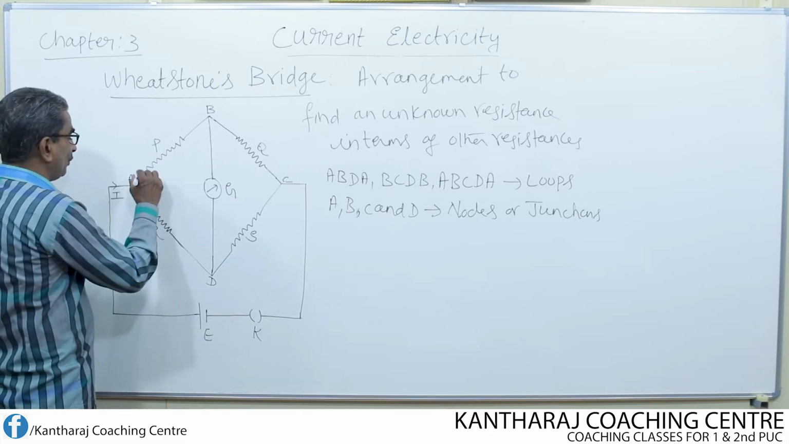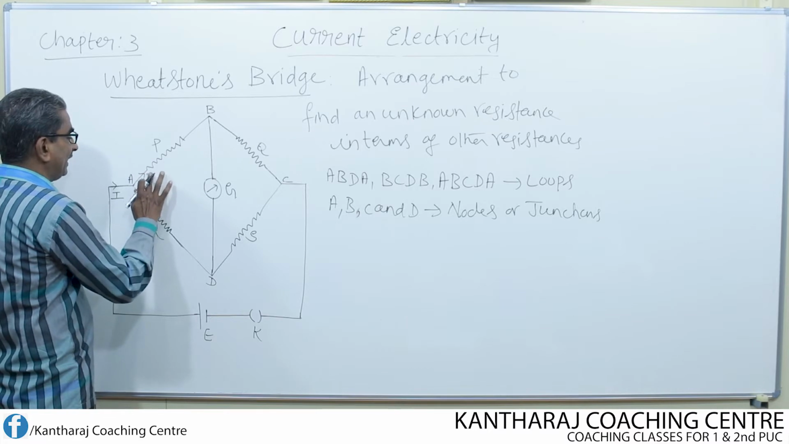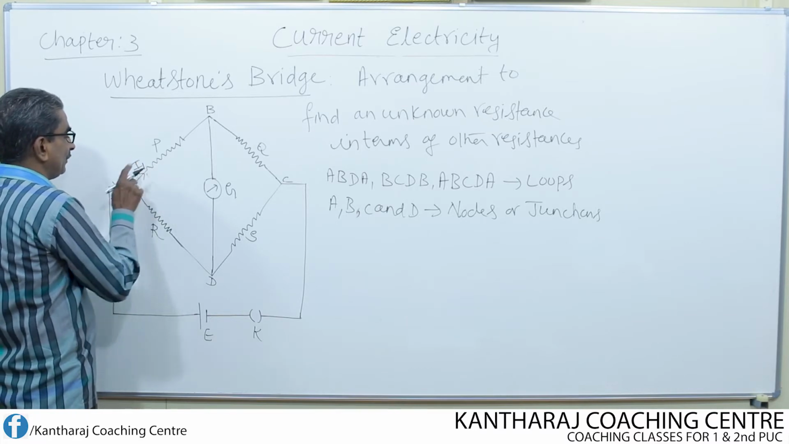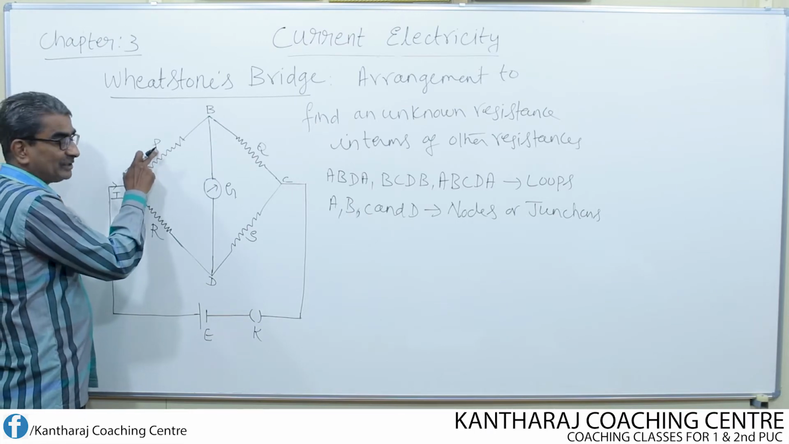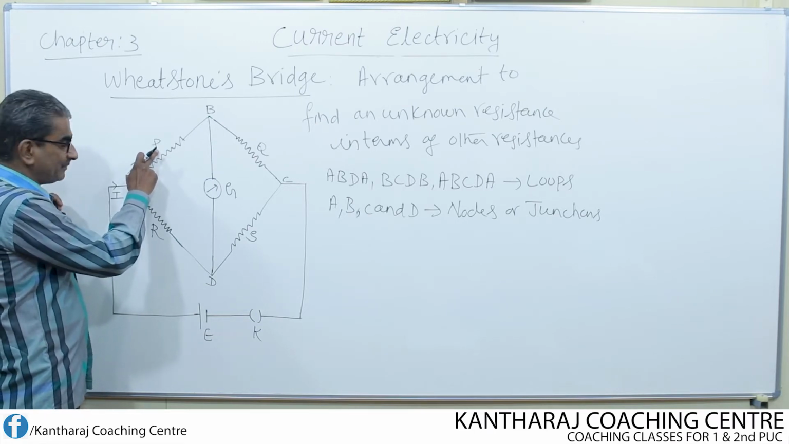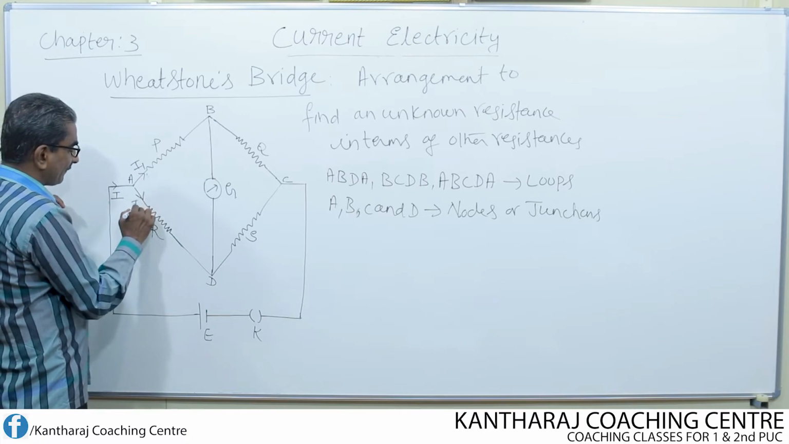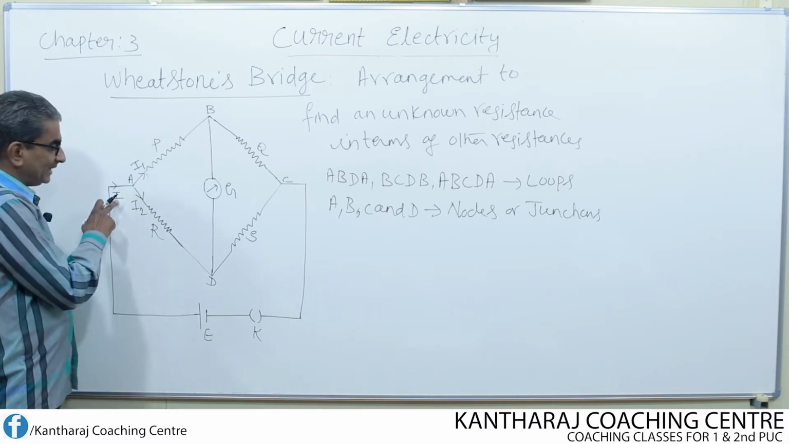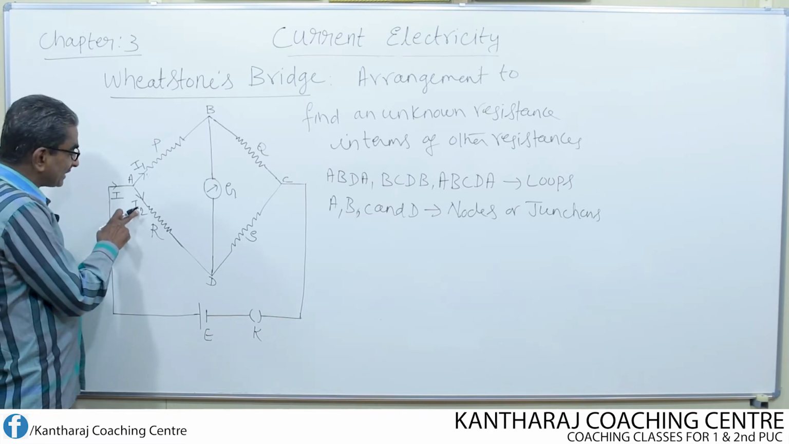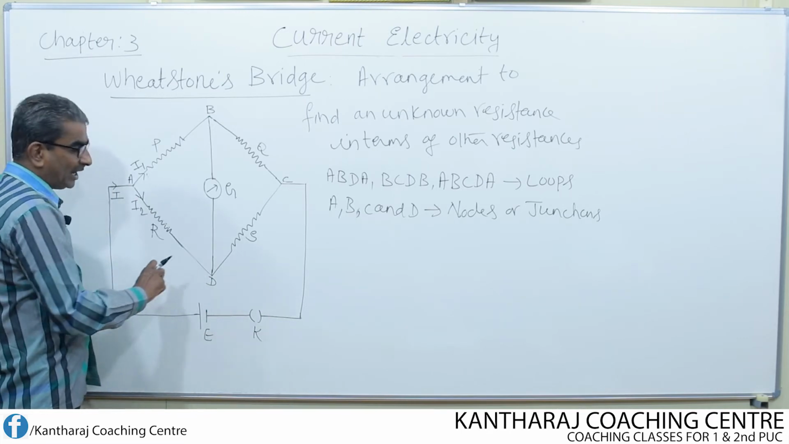2 parts. One part is nothing but I1, which flows through the resistor of resistance P, and one more part of the main current I is nothing but I2, and this current I2 flows through R.